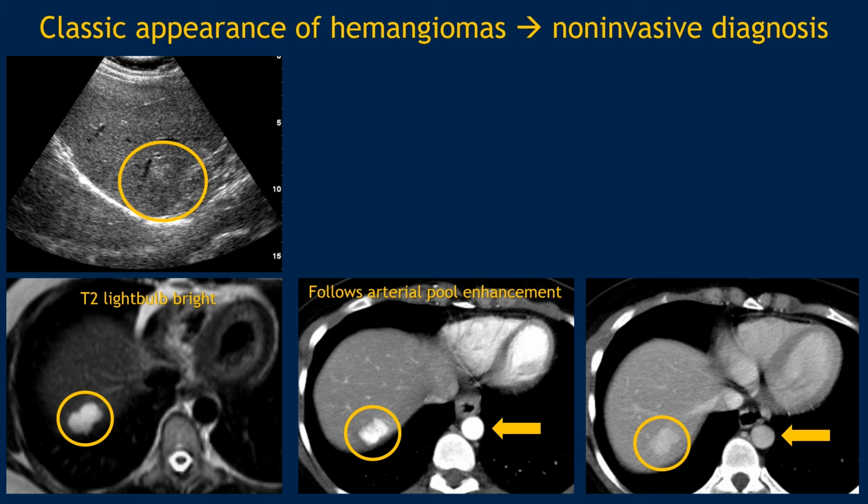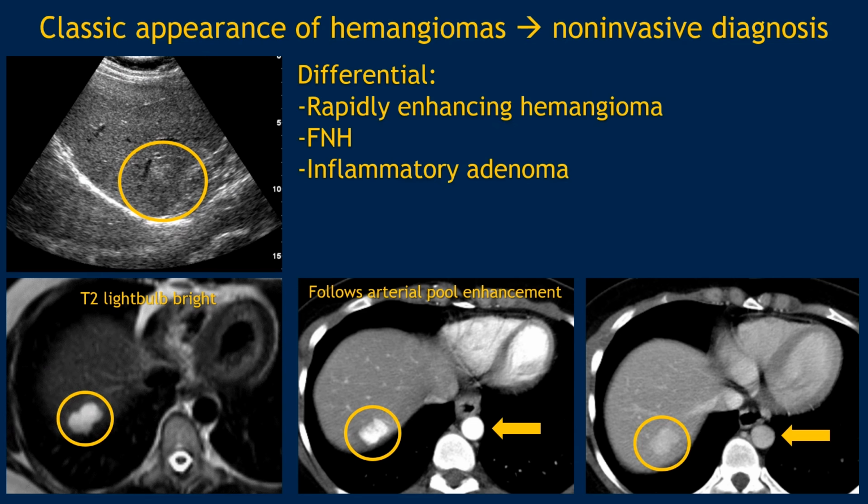When you see a lesion like this, your differential could be a rapidly enhancing hemangioma, focal nodular hyperplasia, or an adenoma, particularly the inflammatory variant. This was diagnosed as a rapid enhancing hemangioma.